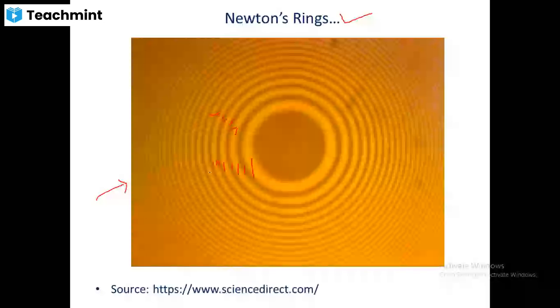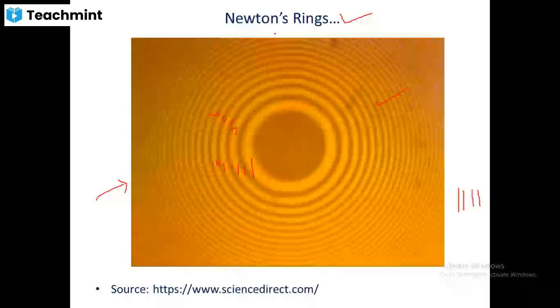What is the difference compared to the earlier one? Earlier they were in a straight line like this. Now here they are circular in nature. Again, this is the phenomenon of interference. It is due to interference that we get this kind of circular rings in the laboratory. One beauty of interference is known as Newton's rings, right?